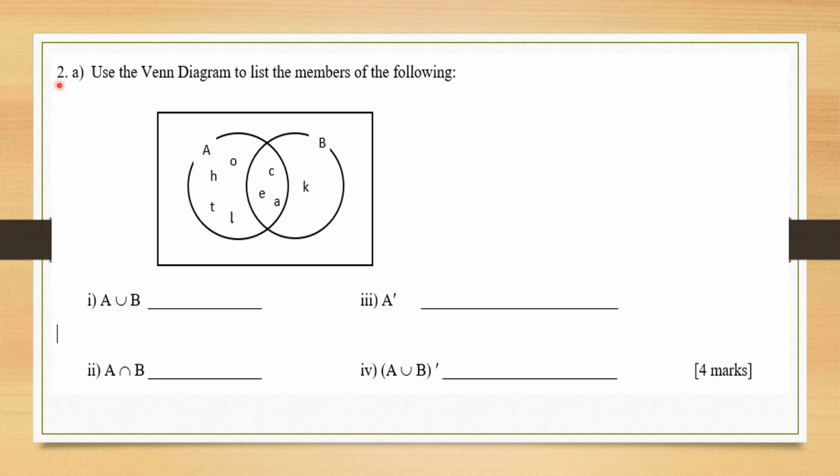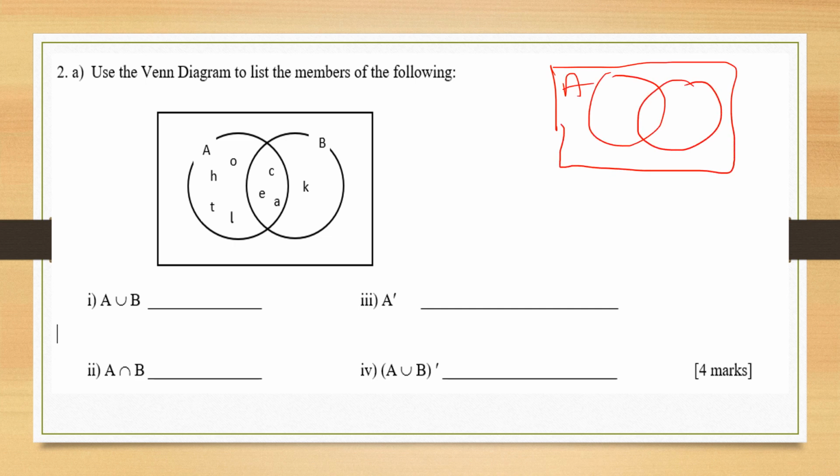Here we have number 2. Use the Venn diagram to list the members of the following. So we have A and B. We want A union B. So that means if we have our diagram here, we have A and we have B. That means we want everything in A and B, including the intercept.